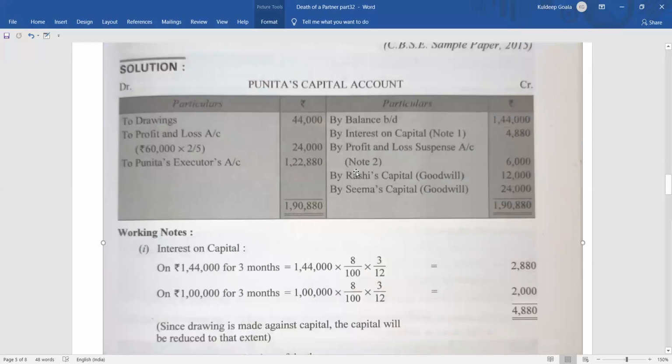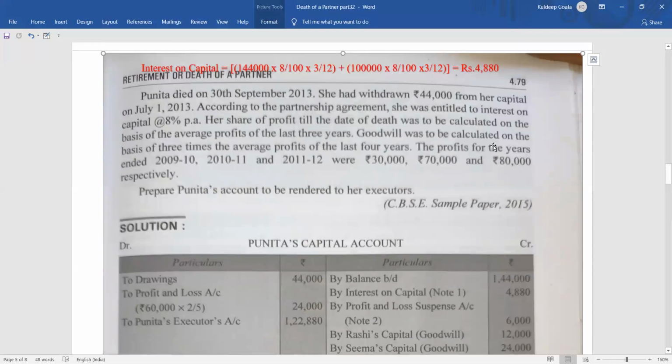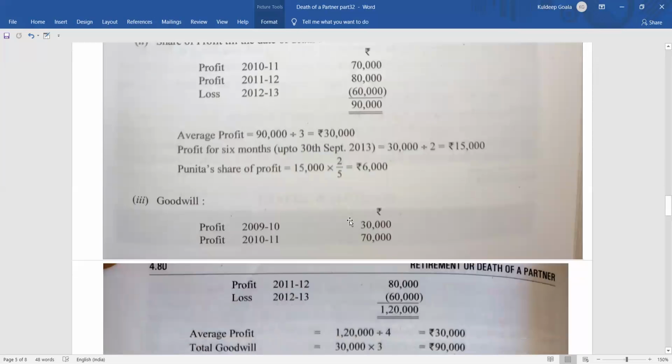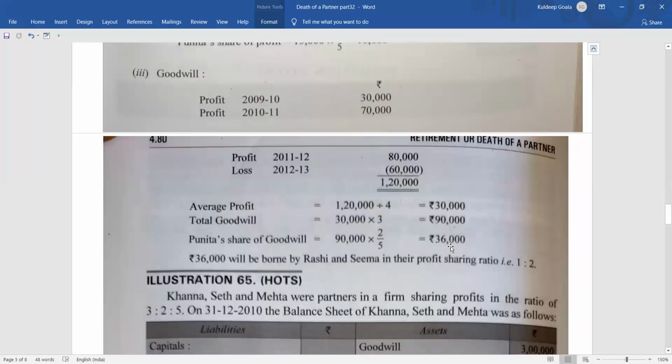So Punita's capital credit side by profit and loss suspense account 6,000, right? And the goodwill was to be calculated on the basis of 3 times the average profit. So we have already calculated. We have seen that the goodwill was how much? 36,000, which will be given by Rashi and Sima in the ratio 1:2.